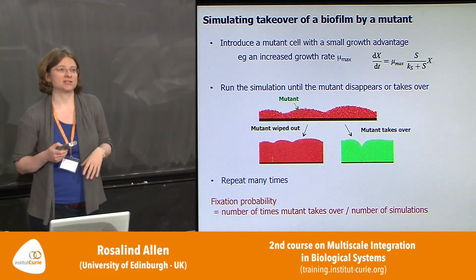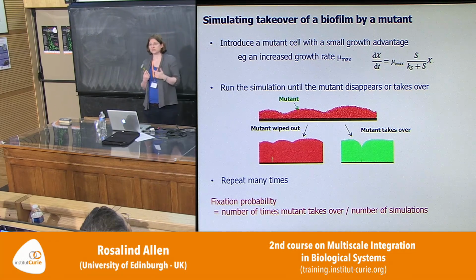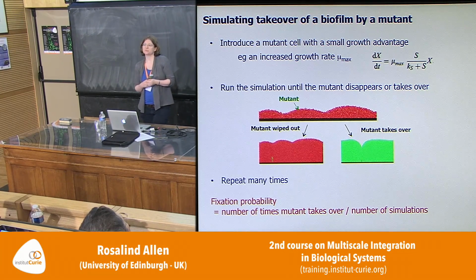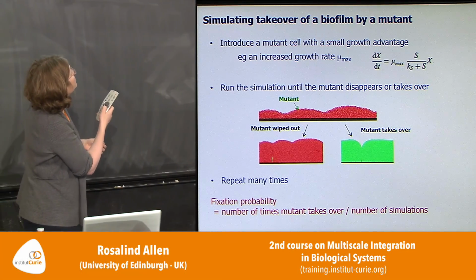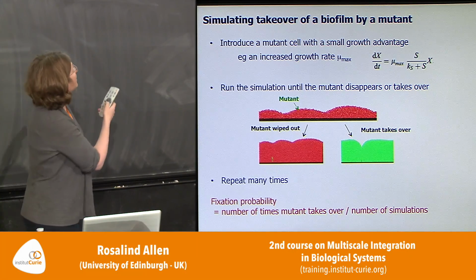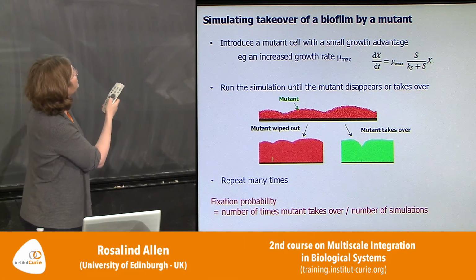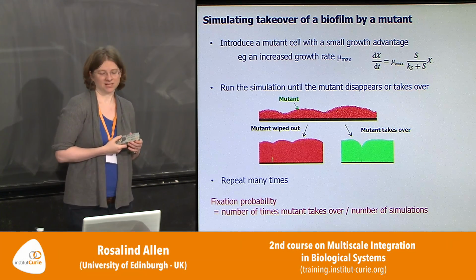So we run simulations like the ones I just described, but every now and then we introduce a mutant cell which has a small growth advantage. As I mentioned, the growth of the bacteria is described by this function, which relates it to the local nutrient concentration. And we just suppose that the resistant mutant has a larger value of this mu max, so it grows a little bit faster than the surrounding bacteria.